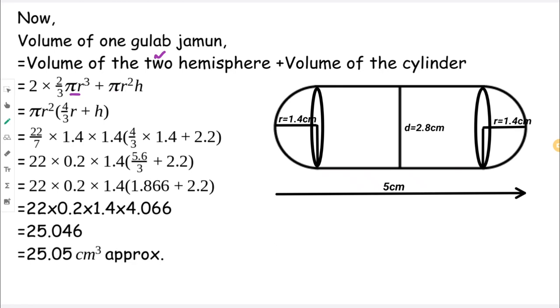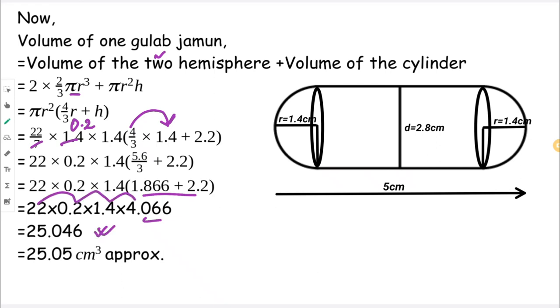Pi is simply 22 by 7. Radius we already know 1.4. Then 4 by 3 again, radius is 1.4. Height of the cylinder, we just got it to be 2.2. We can divide 7 into 1.4 to get 0.2. Now when you multiply 4 into 1.4, we get 5.6 divided by 3, which is 1.866. Now add these two again: 1.866 plus 2.2 will get 4.066.